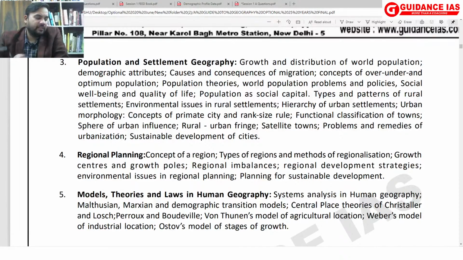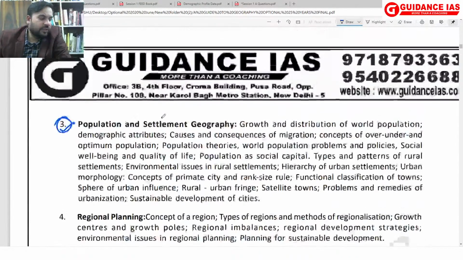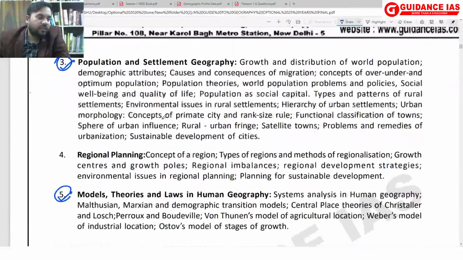They mostly teach just 2 topics where they are comfortable. One is models and theories, and the other one is population and settlement geography, where most of the teachers are comfortable. So these are the 2 topics which they deal with. All other topics they ultimately leave out. Here, however, we will not be doing so. We will be covering it in a more exhaustive manner.